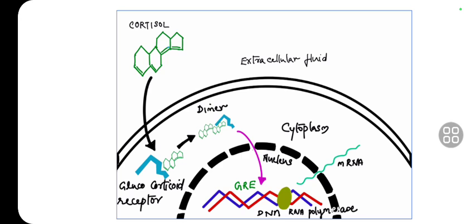This dimer binds to the GRE and enhances the transcription of that particular gene, so that mRNA corresponding to the production of PEPCK will be produced, and this mRNA then travels out to the cytoplasm where it is translated to the particular protein. So this is how hormones affect PEPCK synthesis.